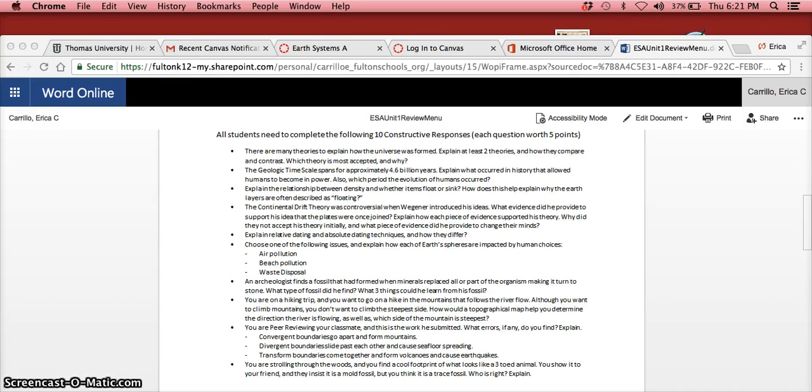You're strolling through the woods and you find a cool footprint of what looks like a three-toed animal. You show it to your friend and they insist it is a mold fossil, but you think it is a trace fossil. Who is right? Explain. Well, a mold fossil is when hard parts of an organism are buried in sediment like sand, silt, and clay.